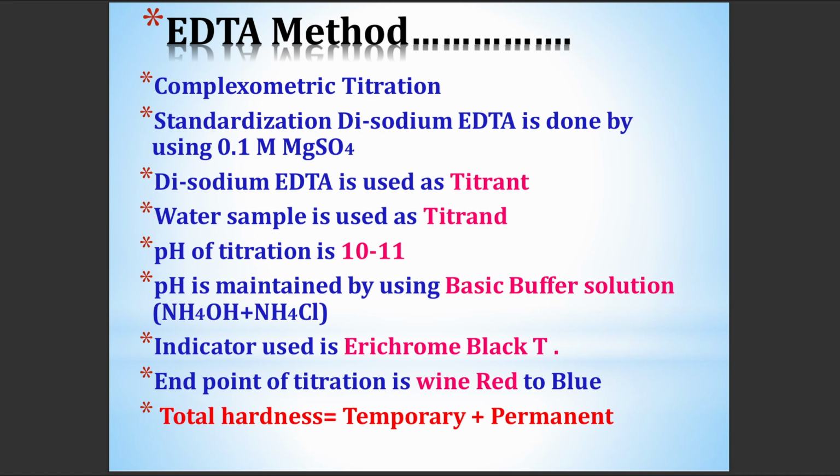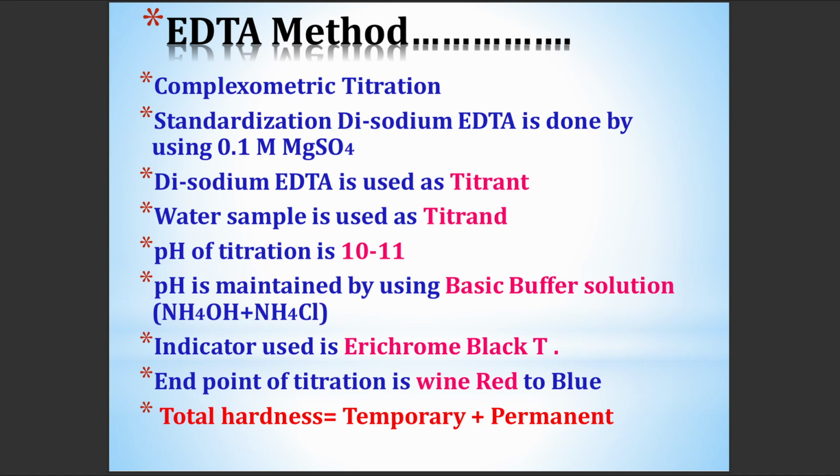Here is the outline of the process of the EDTA method: the titrant, pH. So before going to discuss the whole EDTA method, I will explain why EDTA is used for this determination of hardness, why the pH is maintained between 10 to 11, and why there is a use of buffer solution, that is to maintain the pH.